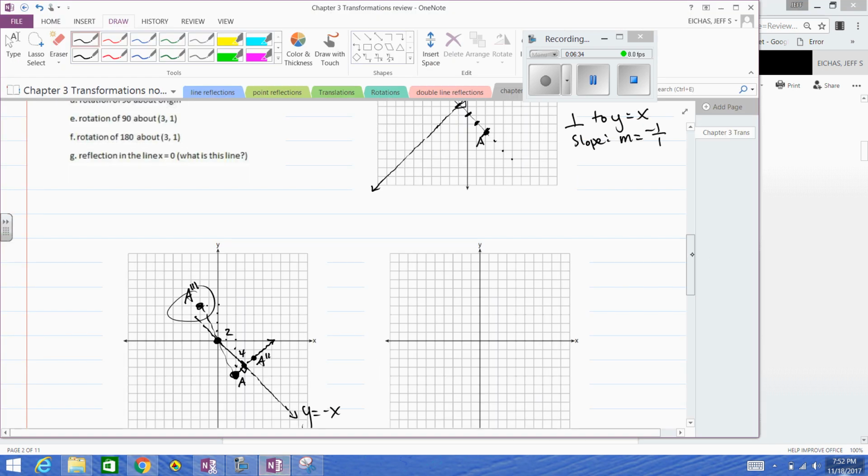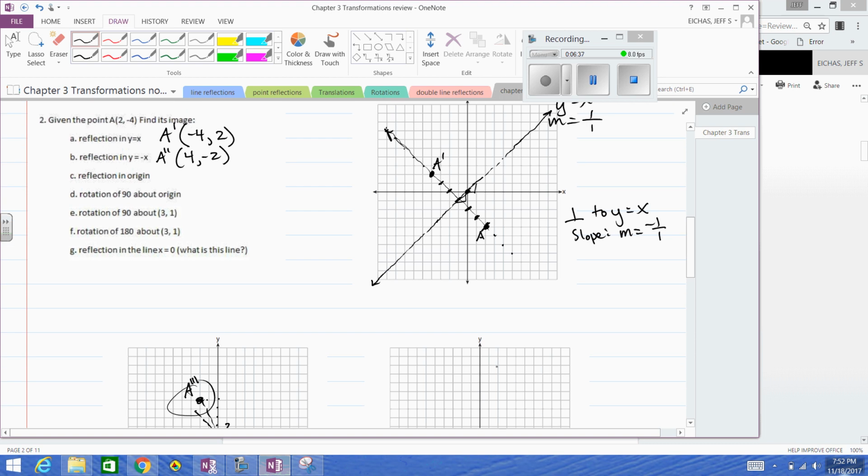Okay? So that's the path it's going to take. Straight through the point. Make it the midpoint. So A triple prime looks to be the point (-2, 4). You see that reflection through the origin? You can just switch the sign of both the coordinates. All right, let's go to the next graph here.